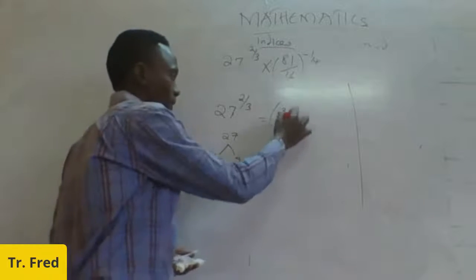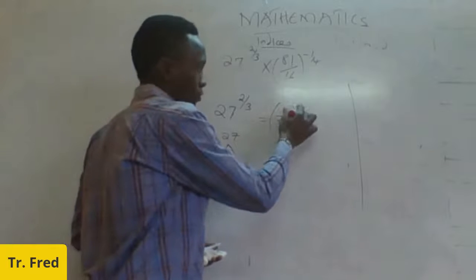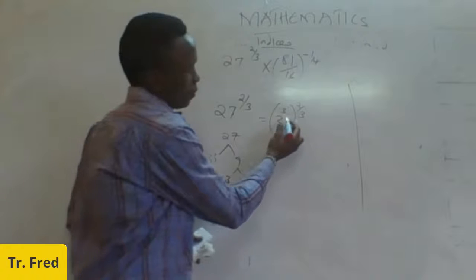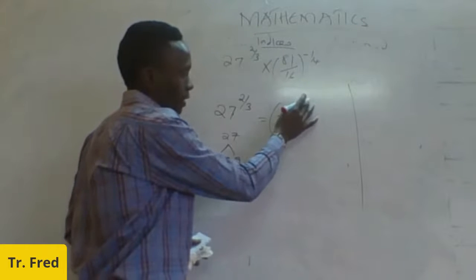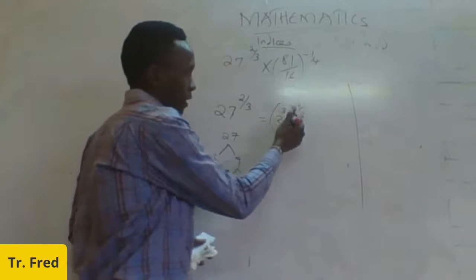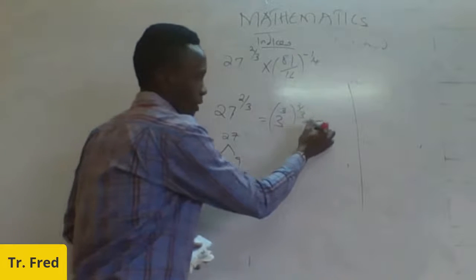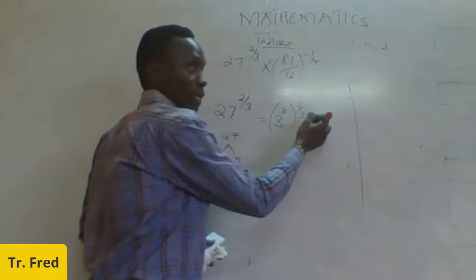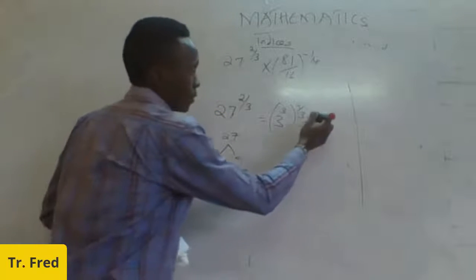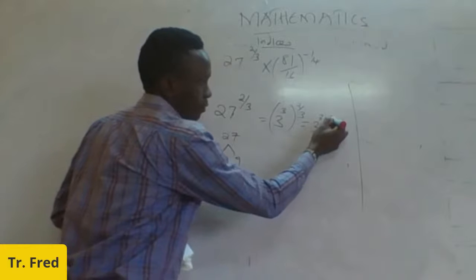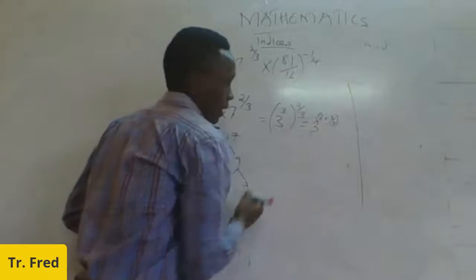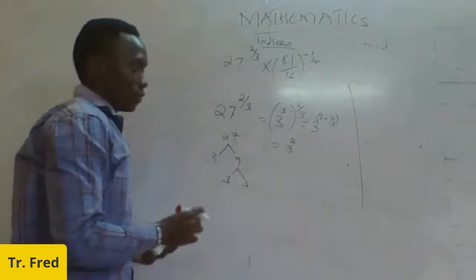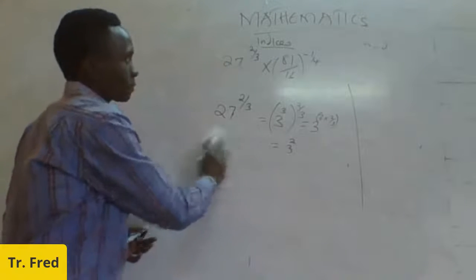And then you have 3 power 3, in brackets, power 2 out of 3. From the law of indices, when we have a power raised to another power, we just multiply the powers directly. This will be 3 power, in a small bracket, 3 multiplied by 2 out of 3. And therefore this will be 3 squared. So the first one will be 3 squared.